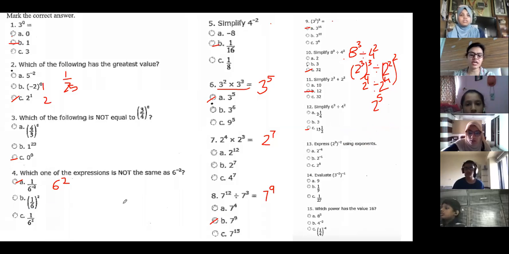When bases are same. Background noise is there. Please mute.